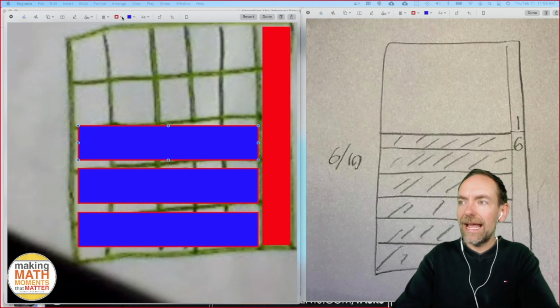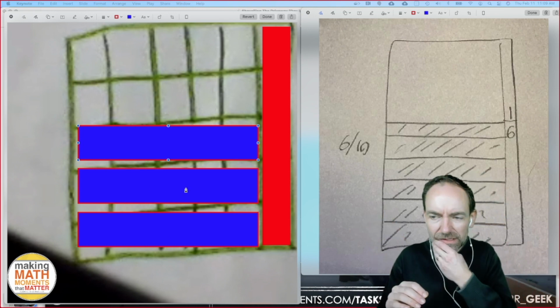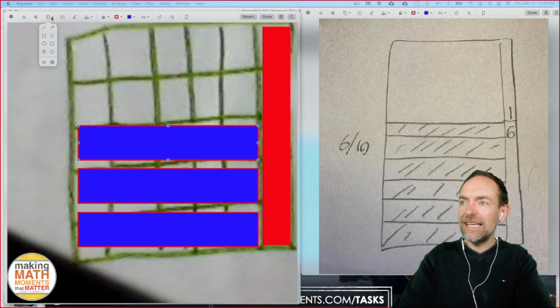Interesting. Anybody else have any thoughts on that? What do you think? 2/5 remaining. So you're saying that yours, 6/10, is more or less than 3/5? Anybody else want to help us? Oh, it's the exact same.